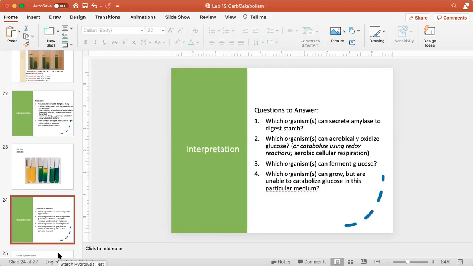So when you go back through your notes for this, especially when you're getting ready to do the lab homework questions later this week, you want to be able to answer these questions. Of the 3 organisms that we looked at today, which ones are secreting amylase? We talked about that. Which ones of those 3 can aerobically oxidize glucose, in other words, using aerobic cellular respiration? Which ones can ferment glucose? Which ones can grow but are unable to break down glucose in this OF medium?